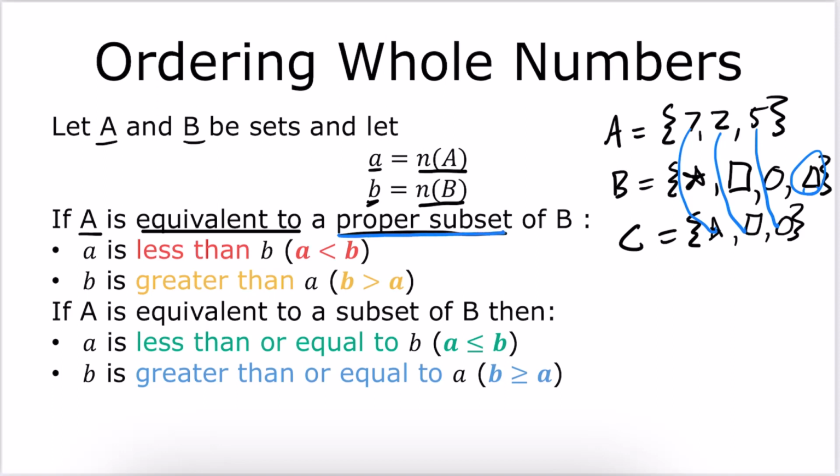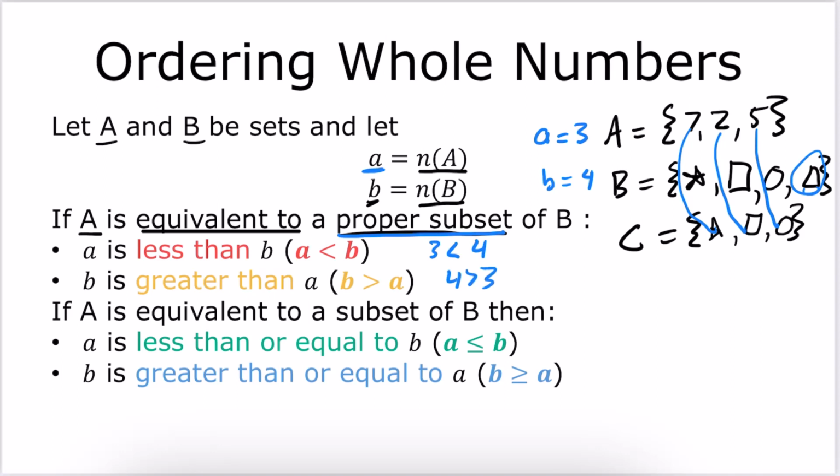And so what that means is little a, which is the number of elements in the set A, I would say little a in this case is 3, and little b is 4, because there's 3 things in set A and 4 things in set B. Then that means that A is less than B and B is greater than A. So basically this is saying that 3 is less than 4 and 4 is greater than 3, which is true.